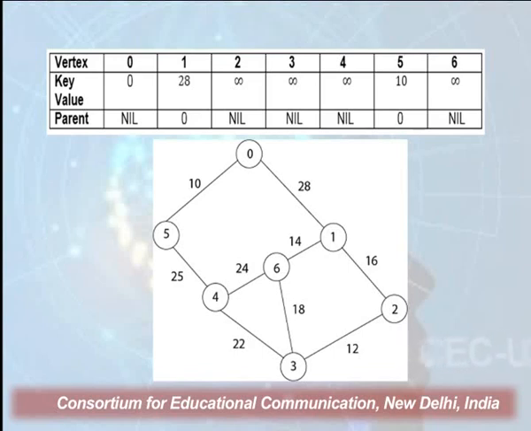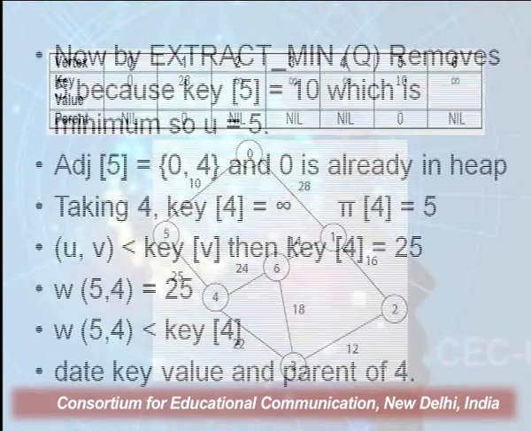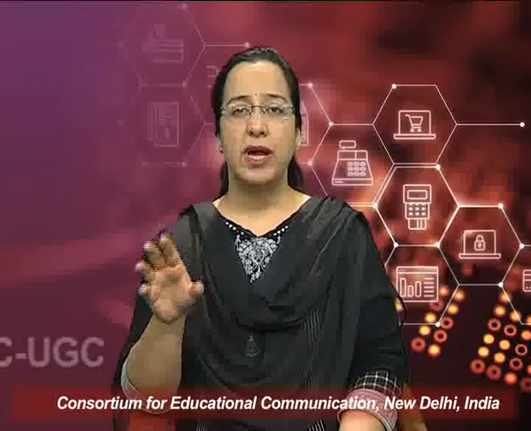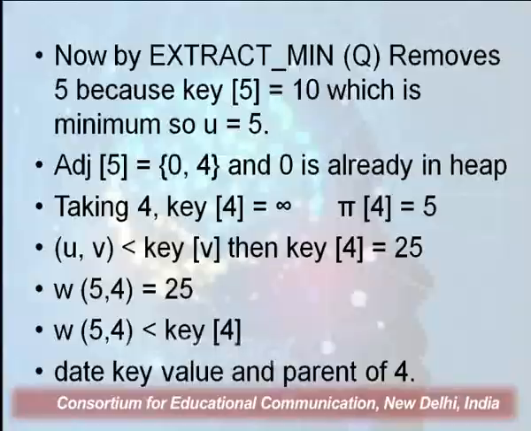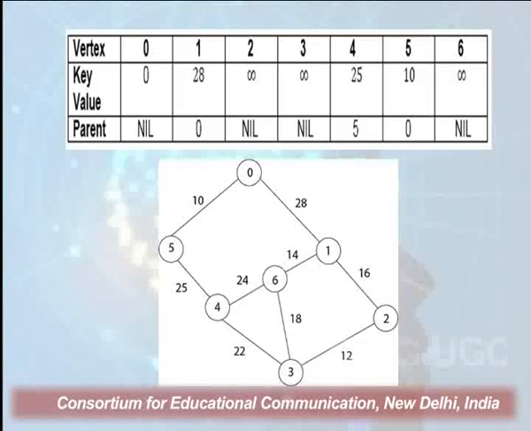and it is obviously greater than the weight of the edge 5 comma 4, where 5 is the parent and 4 is the child. So we will be updating the key value of 4 as well as the parent of 4. Since 0 is already not in the heap, we will not do any procedure with that 0. Now you can see in the figure that along with the previous updation, 4 has been given the key value of 25 and the parent value is 5.